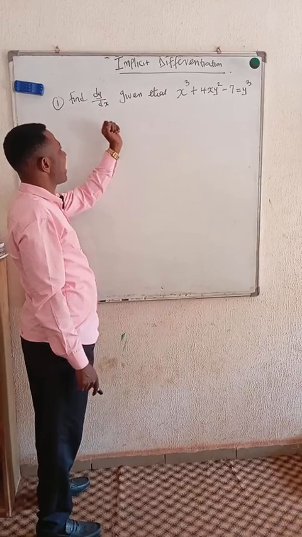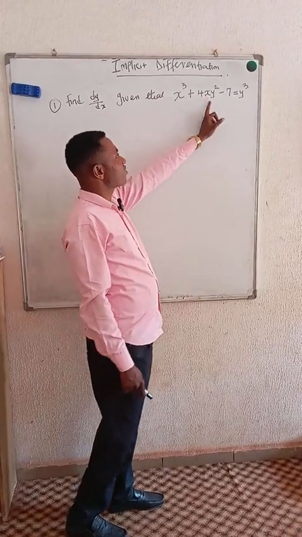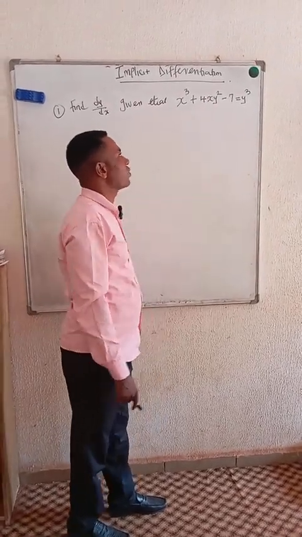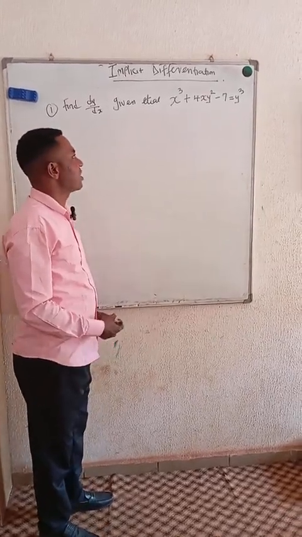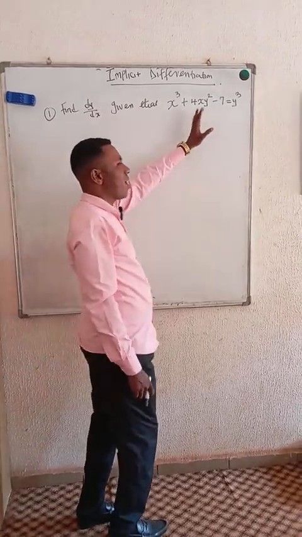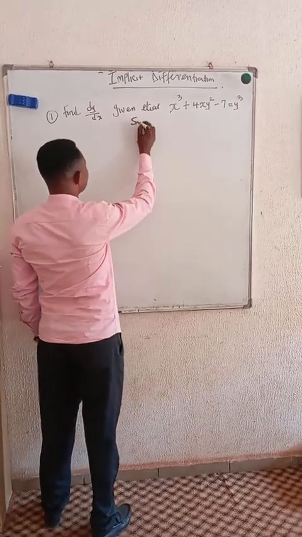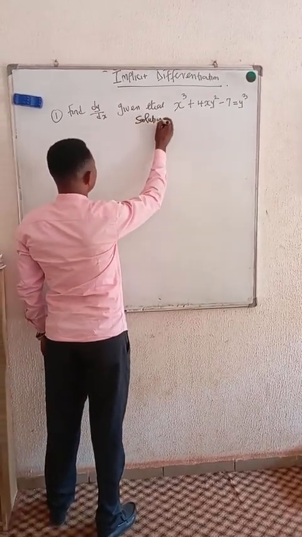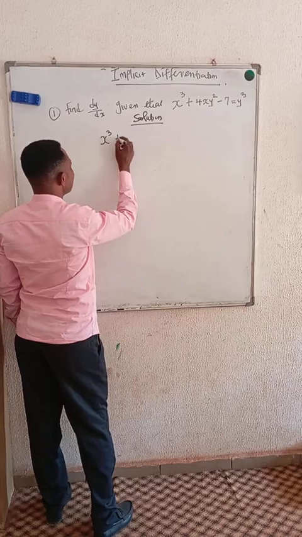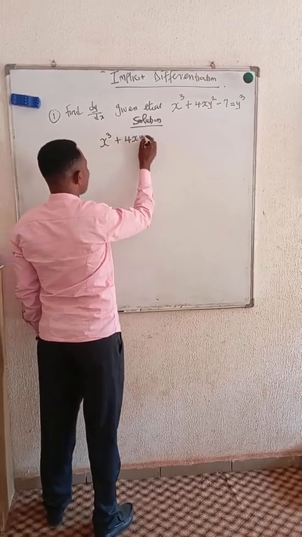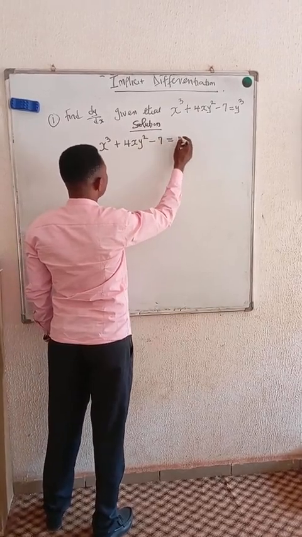Find dy/dx, given that x power 3 plus 4xy squared minus 7 equals y power 3. So we are going to differentiate implicitly because we have x and y at the same time. Now, look at it. Here is the solution. Let's copy the equation again. Given x power 3 plus 4xy squared minus 7 equals what?